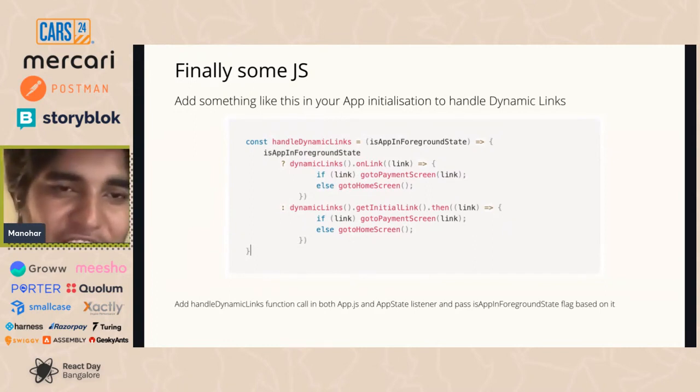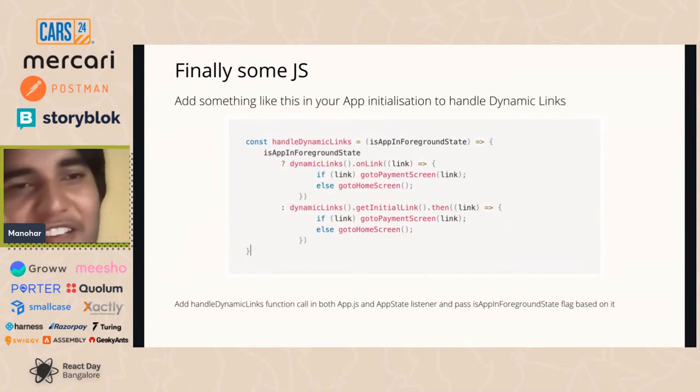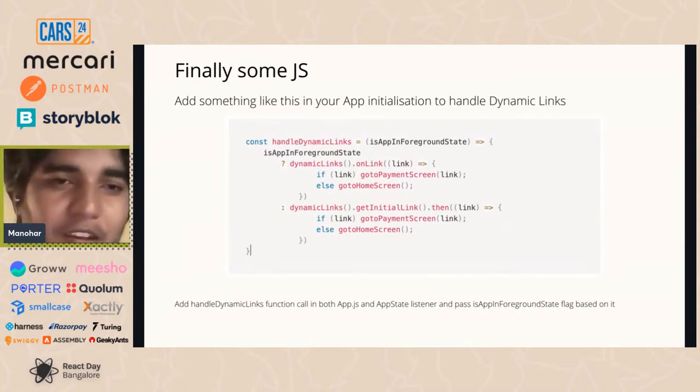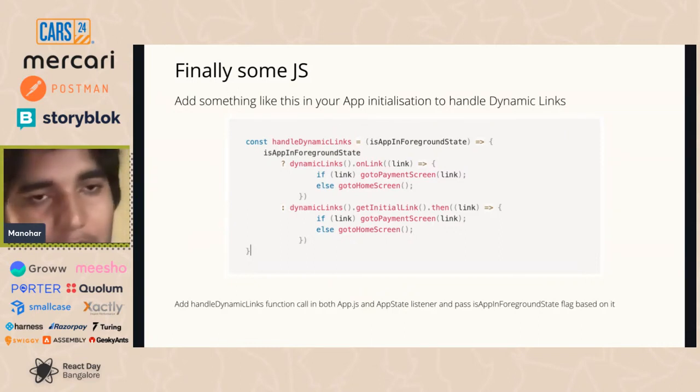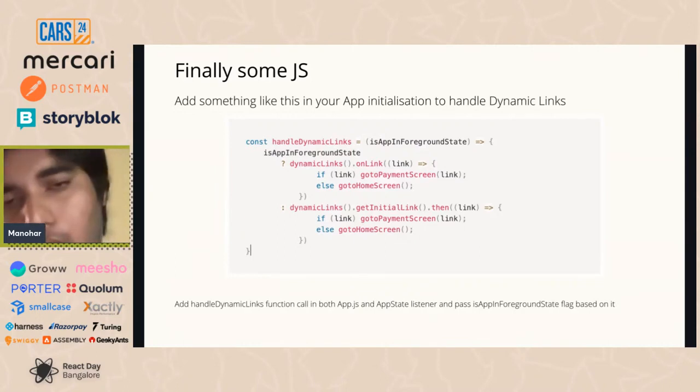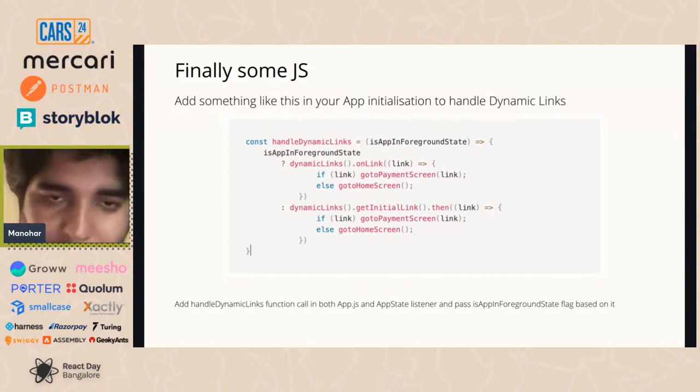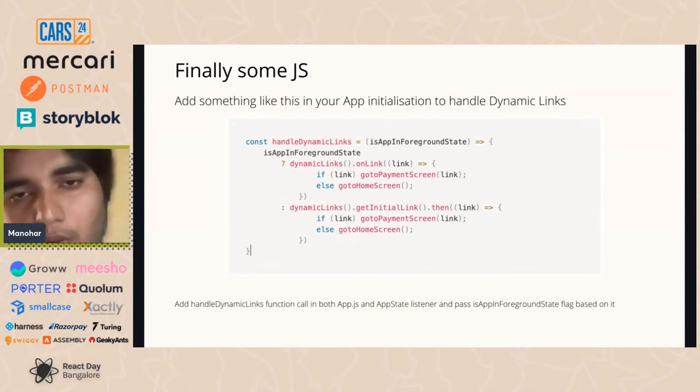Now finally, this is the thing that the entire talk is about, handling dynamic links, and there's only one slide for it. This is straightforward. You can add this function in your initialization function in app.js, and call this function there. If the app is initialized by a dynamic link, you will get that link from here, and you can do the corresponding process. If the link is a UPI dynamic link, as I mentioned, you can take the user directly to the payment screen. Otherwise, take them to the home screen directly.